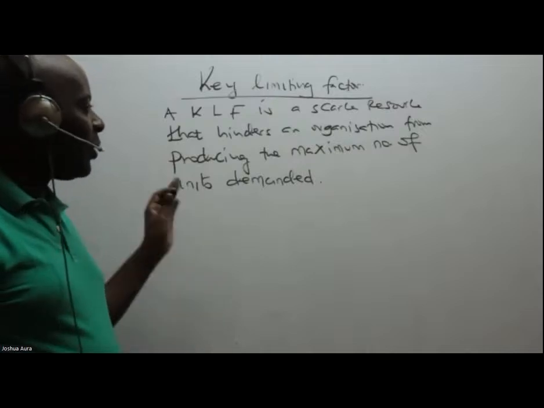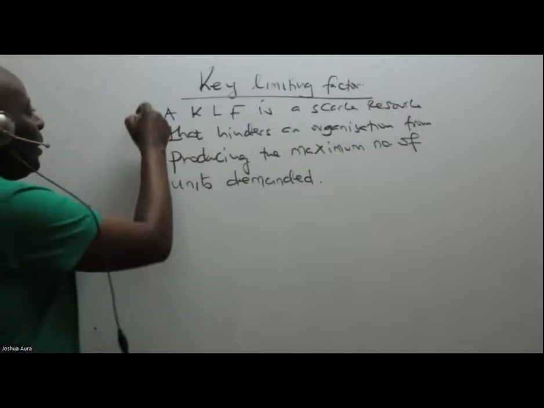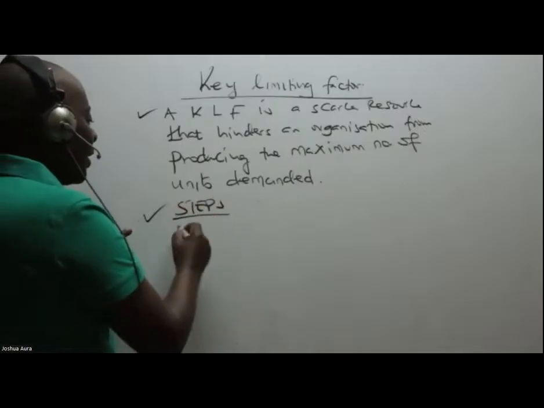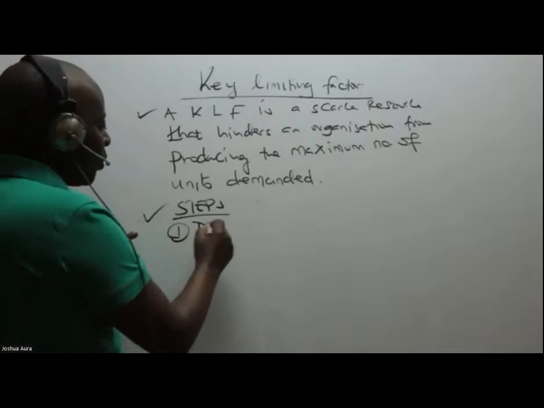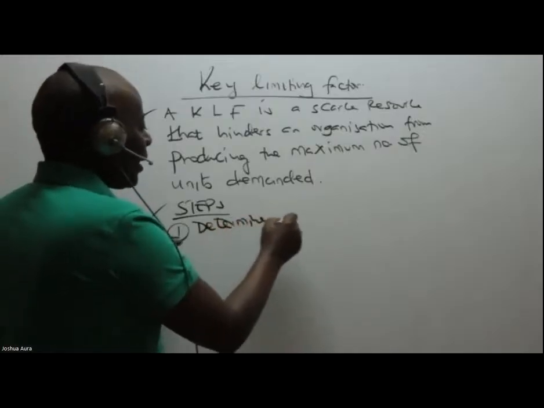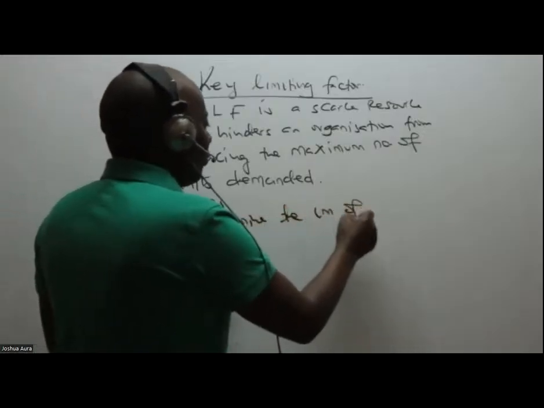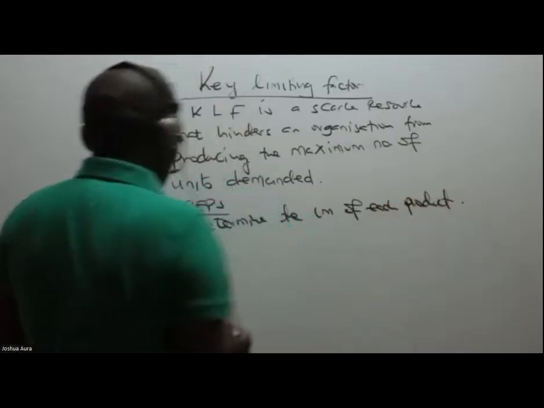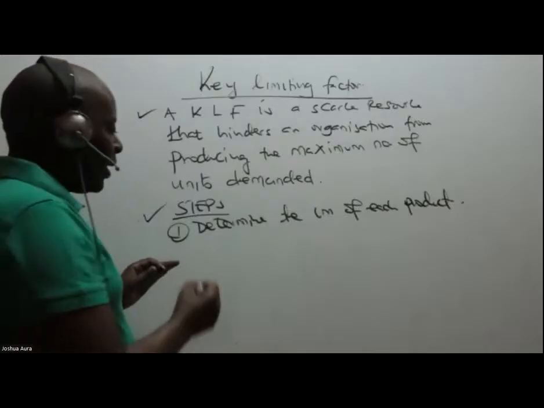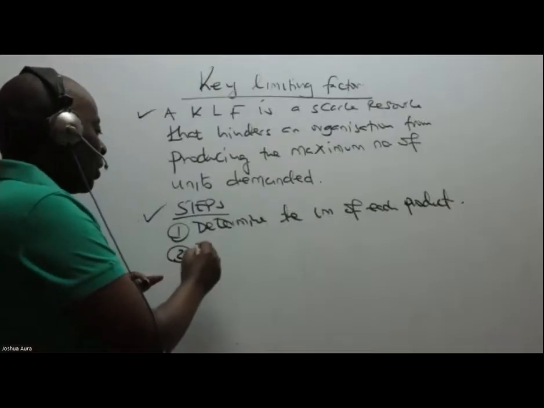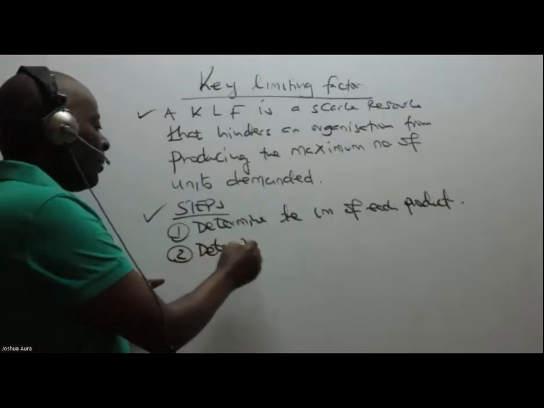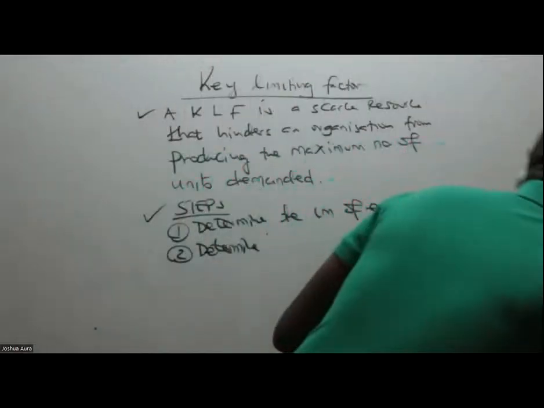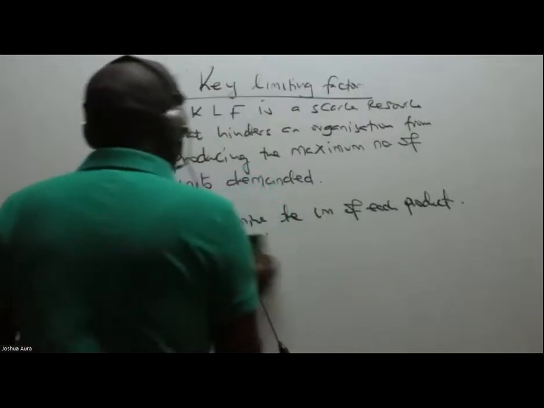So now, having appreciated this, what are the basic steps? Pretty similar to what we did. Step number one, ladies and gentlemen, is to determine the contribution margin of each product. That is number one. And then number two, you identify the limiting factor.